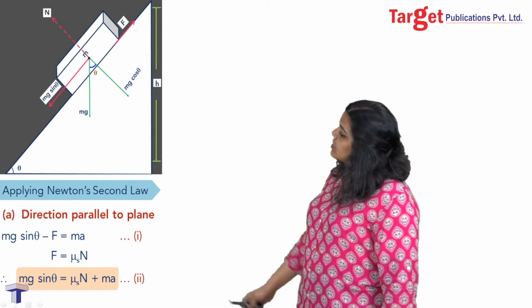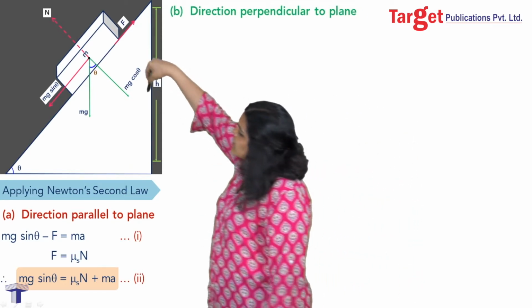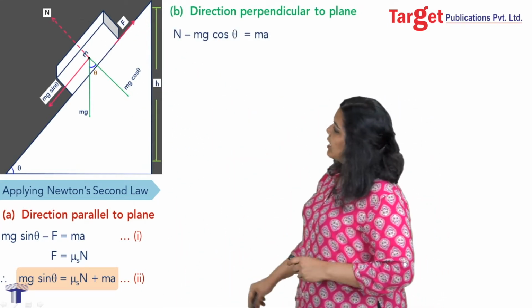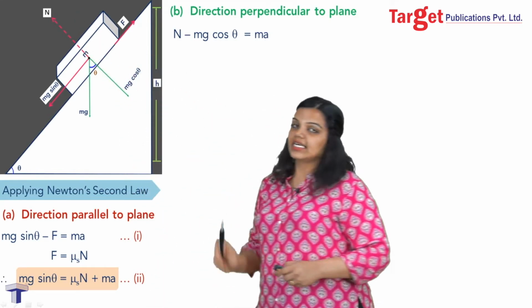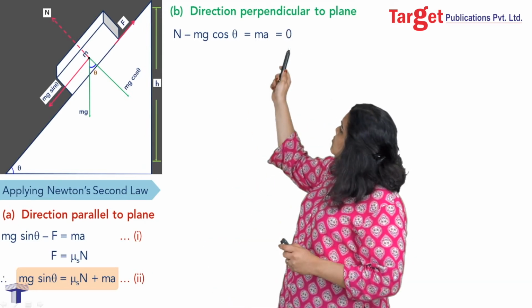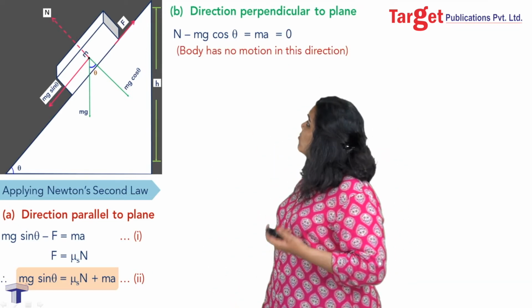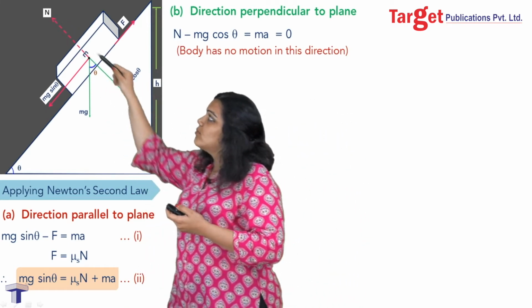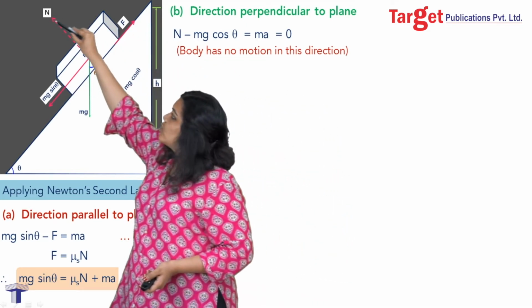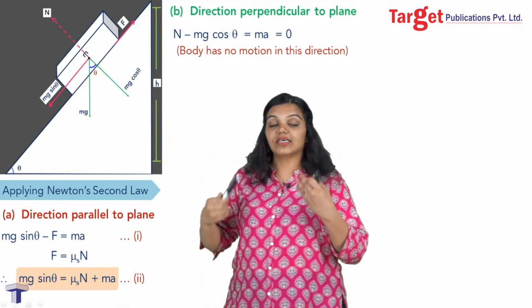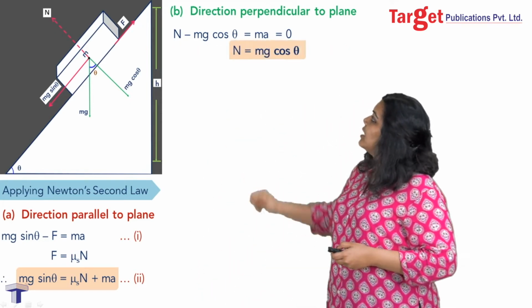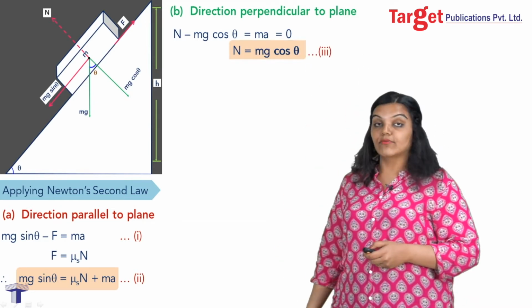Now I'm going to take a look at the direction perpendicular to the plane. Here I have N minus mg cos theta is equal to ma. N is on top, mg cos theta is down, so I write N minus mg cos theta is equal to ma, but this should be equal to 0 because there is no motion in this direction, which means there is no acceleration. So it's an equation of equilibrium, that is N and mg cos theta must be balancing each other, and therefore N must be equal to mg cos theta, and this again is something I'm going to need.